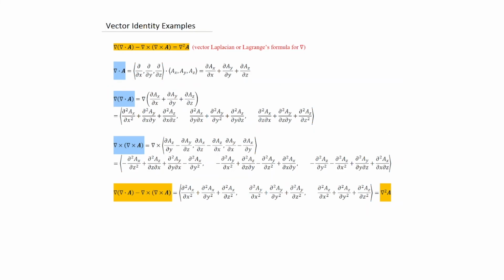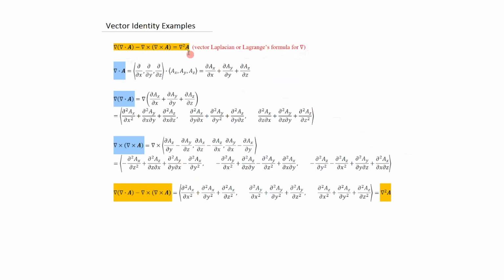All right, a couple more. This is the vector Laplacian, or what they call Lagrange's formula, for the del (nabla) symbol here. So let's take the gradient of the divergence. This is a scalar; a gradient operating on a scalar gives a vector, minus the curl of the curl of A. And this is more or less the Laplacian operating on A.